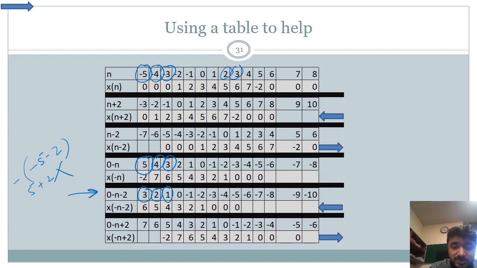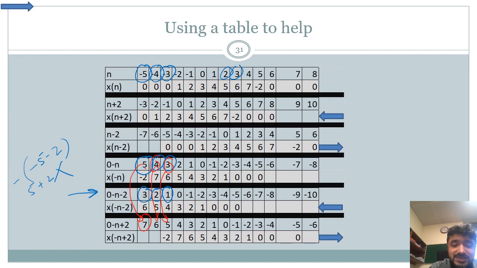Let's do it in the other direction. All right, so let's use a different color. So I want to do minus n plus 2. So I do first minus n, which 5 becomes minus 5 becomes 5, and now I do plus 2, which is 5 becomes 7. Minus 4 becomes 4 and 4 becomes 6. Minus 3 becomes 3 and 3 becomes 5. All right, and now I just bring in values from the original signal in these locations.